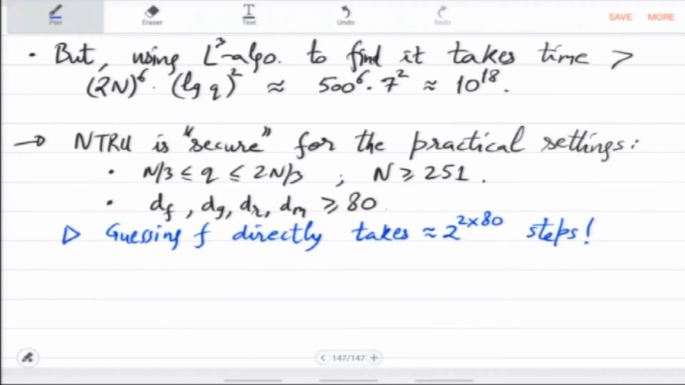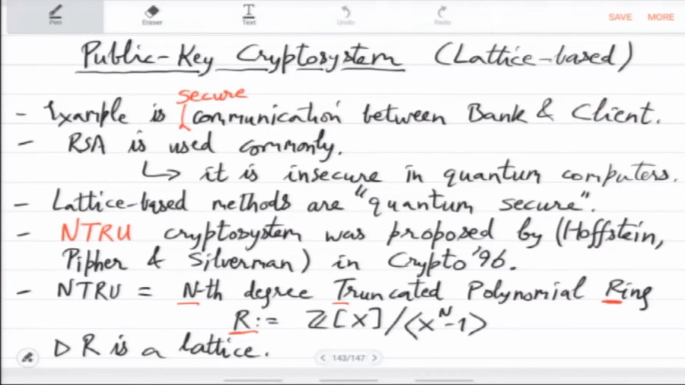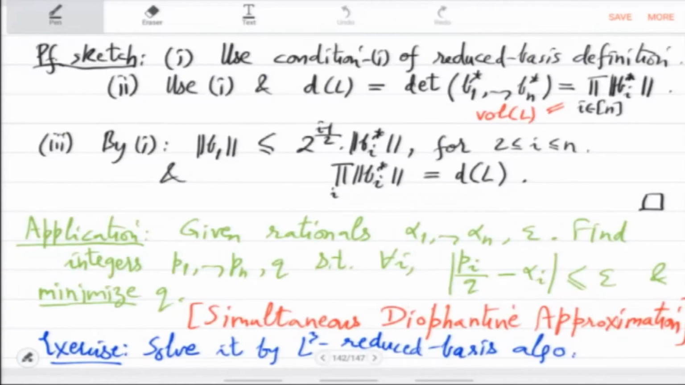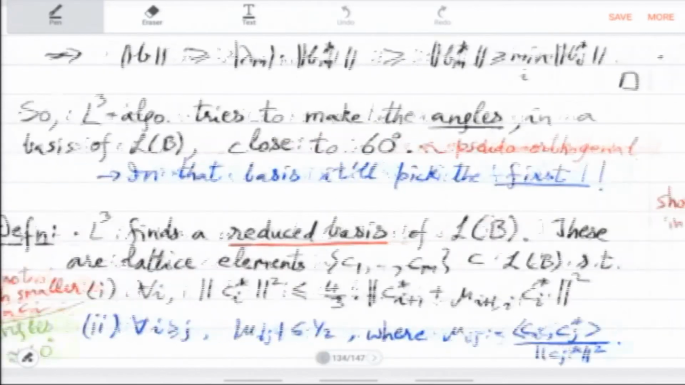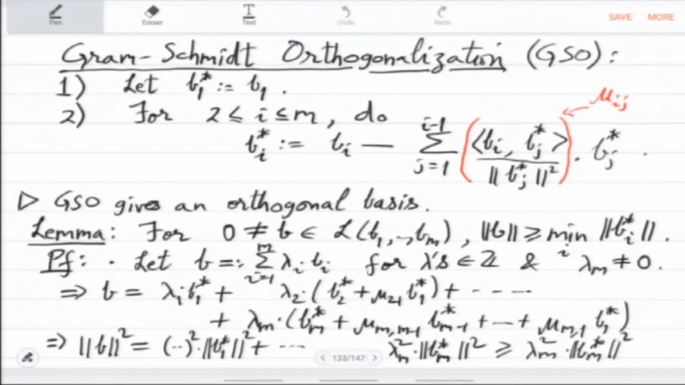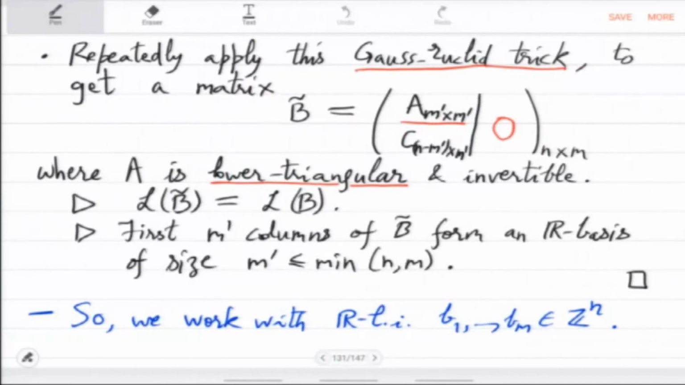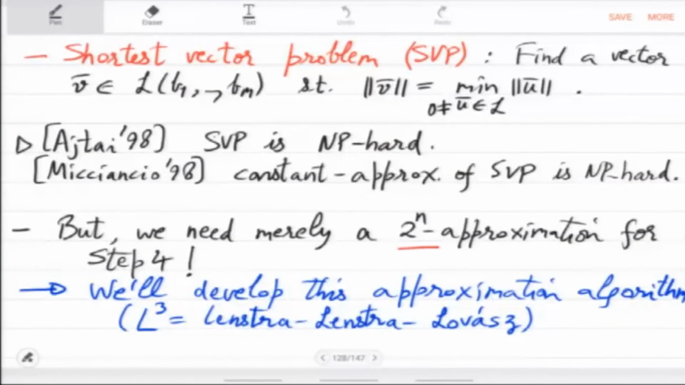So that finishes the lattice based methods part of the course, right. We did finish NTRU, and we learned how to find a reduced basis, and by the reduced basis we learned how to factor integral polynomials, right. Those are the fundamental things that you have learned, and these are very important techniques, right. So now we will start a completely new topic.